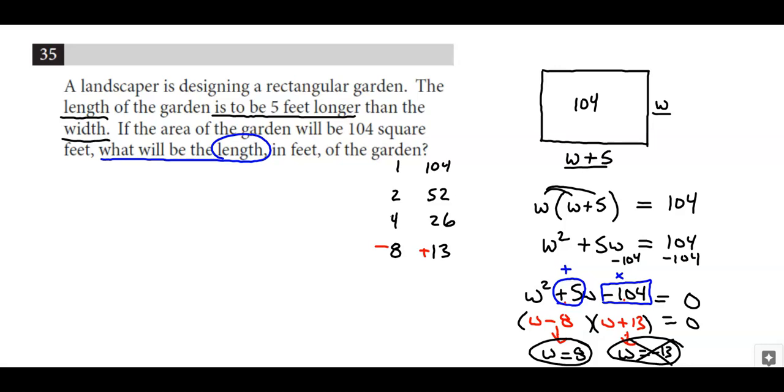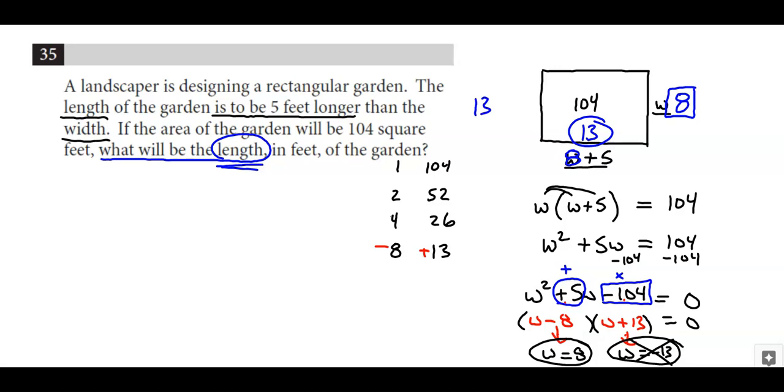So I know now that the width is 8, but remember, we wanted the length. So I now need to find out the length. Well, it's 5 more. So the length is 13. So the correct answer here is 13.